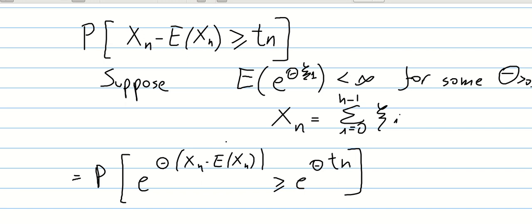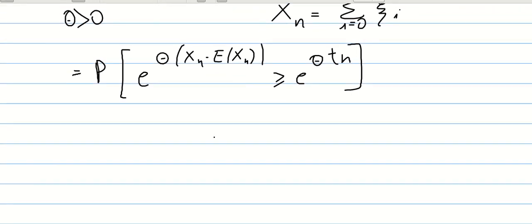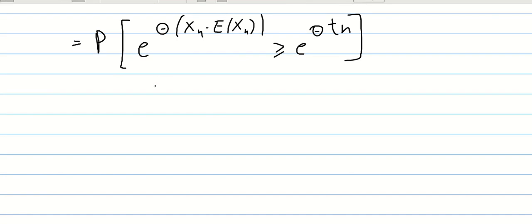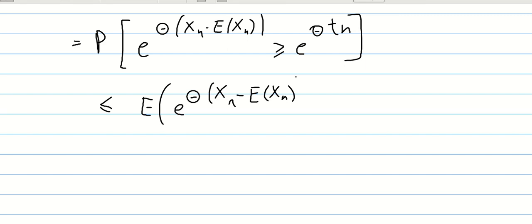So up to now, we are just using the fact that for positive theta, the exponential of theta x is an increasing function. So what we did here was legal. And now we can, for example, use Markov inequality straight away. And we get that this is bounded by the expectation of the left-hand side over the right-hand side. I'll write it like this. So this is just Markov's inequality.